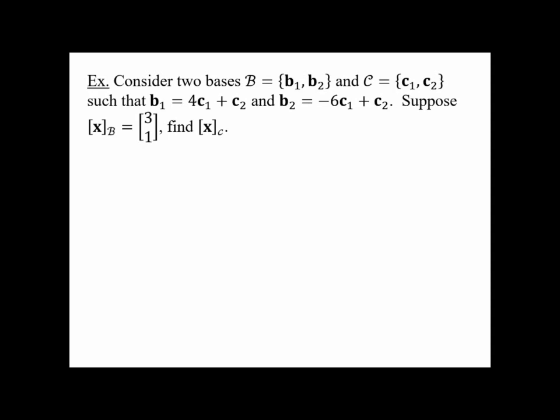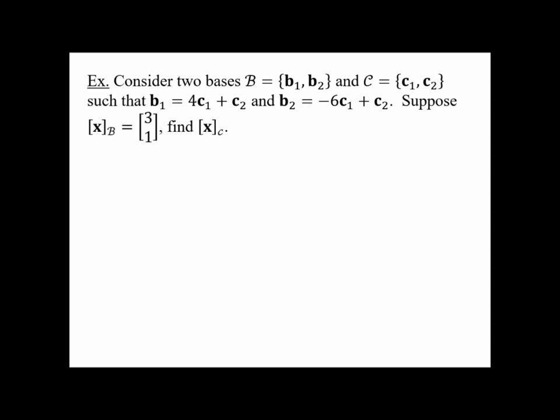So consider this situation. B represents one basis for a vector space that's made up of these two vectors, B1, B2. C represents another basis for the same vector space. And we're told that B1 is 4C1 plus C2, B2 is negative 6C1 plus C2. Now, keep in mind, again, these are both bases for the same vector space.